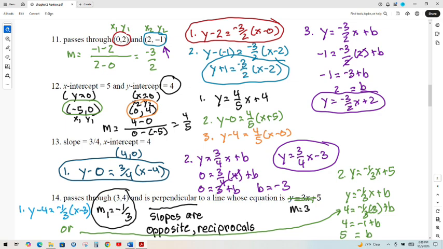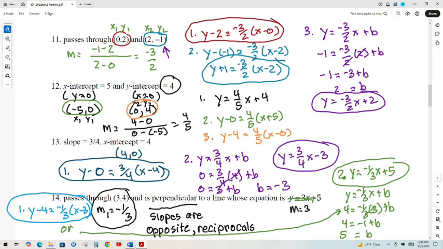Go ahead and plug in your values. You end up with this situation, and you end up with b equaling 5. So you end up with your equation of y equals negative 1/3 x plus 5. And again, either one of those is acceptable to me. I don't really care which one. I'd probably use a blue one, but it is up to you at that point.